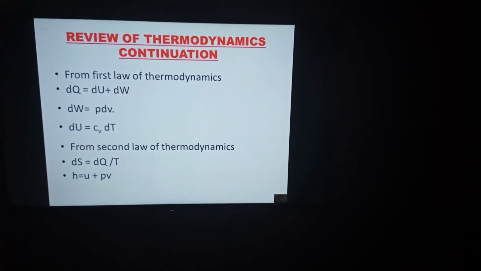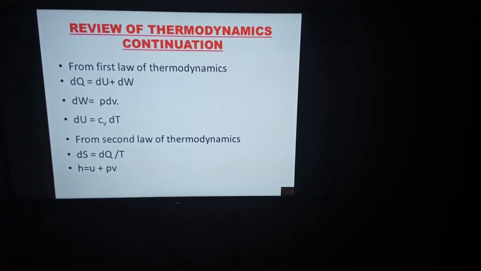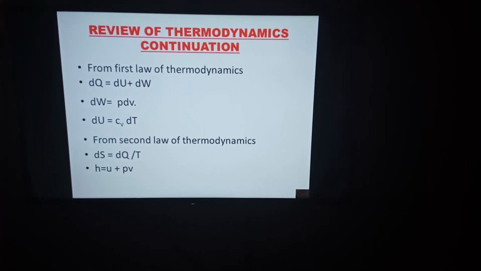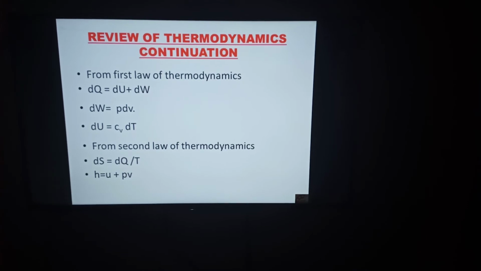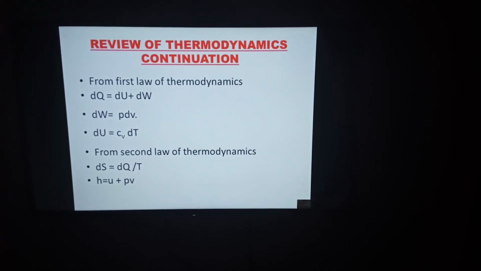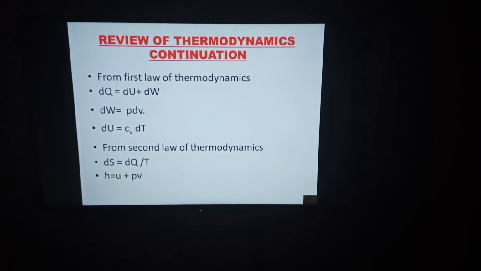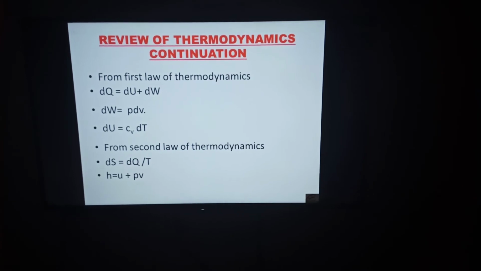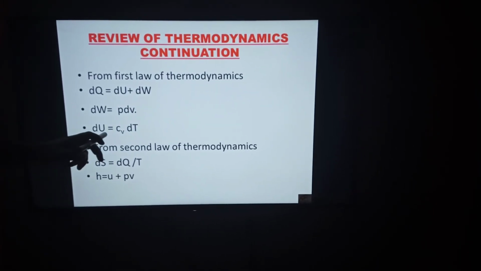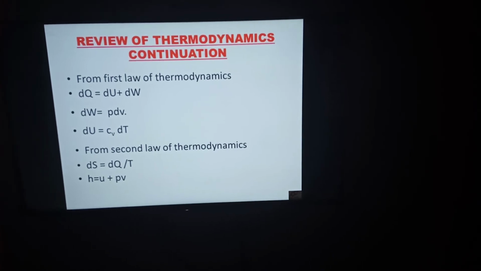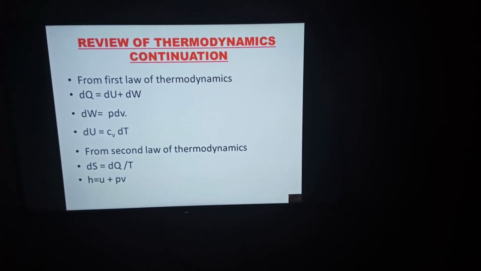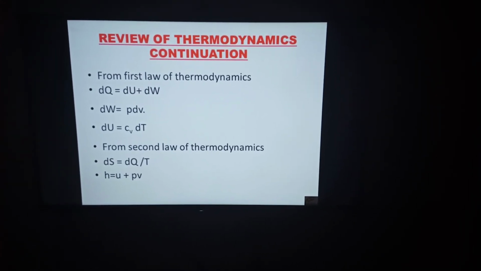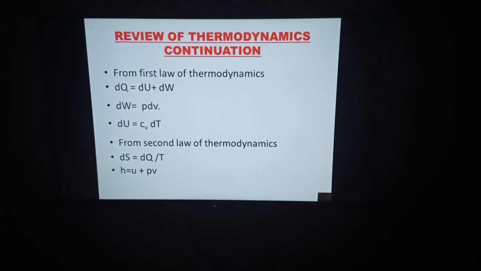If this heating is done at constant pressure, we call it specific heat at constant pressure. If the heating is done at constant volume, then that heat we call specific heat at constant volume. So du is equal to Cv into dT, where Cv represents the specific heat at constant volume. These are the equations from the first law of thermodynamics which we need to understand, as they are required in our further study of compressors.